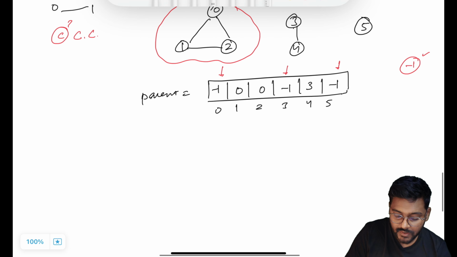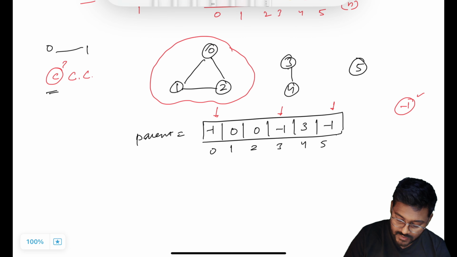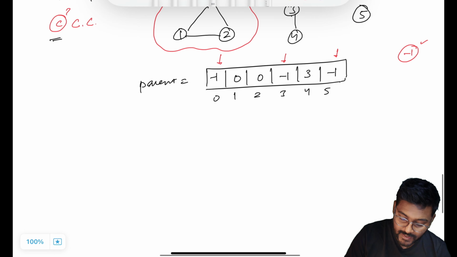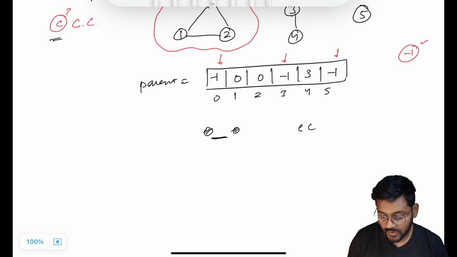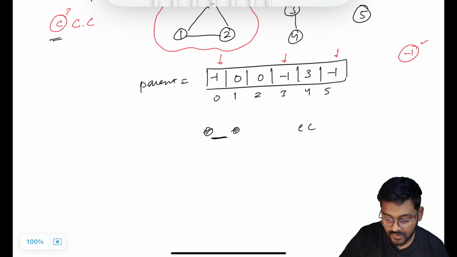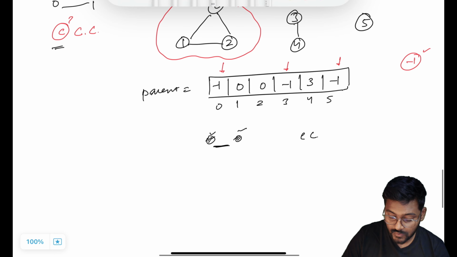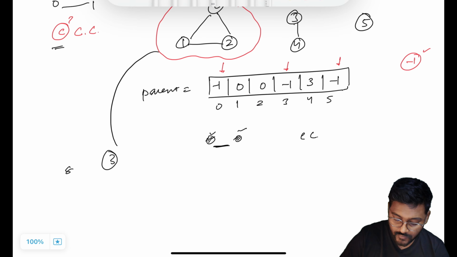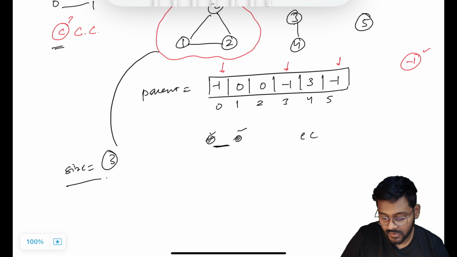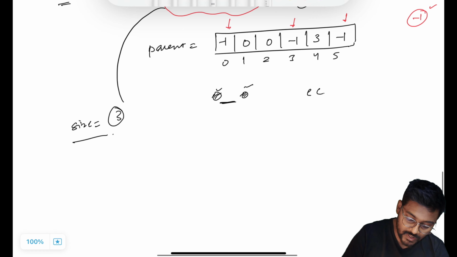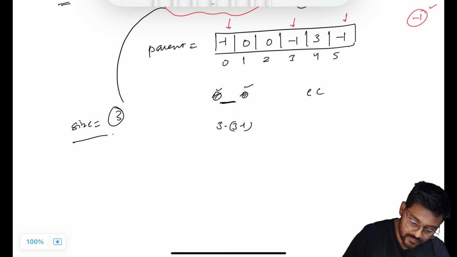Now we are trying to figure out in what scenario the connected component will be a complete connected component. In that case, every 2 elements from that connected component should have an edge between them. First, let's see what are the ways we can pick 2 elements in this connected component. Let's say the size of this connected component is 3. If I have to pick 2 elements, it will be 3 into 3 minus 1.